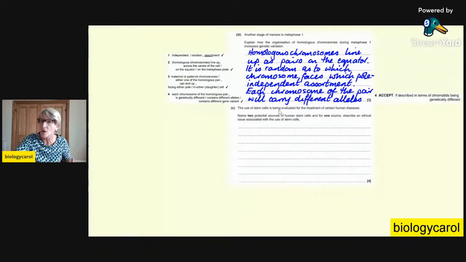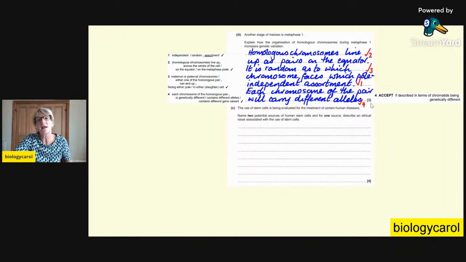So here we go with the mark scheme and the examiner's notes, and notice that they absolutely wanted, for mark point 1, which I'm just putting in here, independent assortment, and they wouldn't have given the mark for independent segregation. Independent segregation doesn't happen during metaphase 1. And so I ended up getting 4 marks, the maximum number.